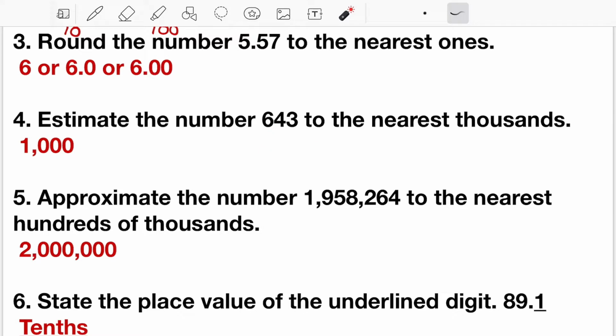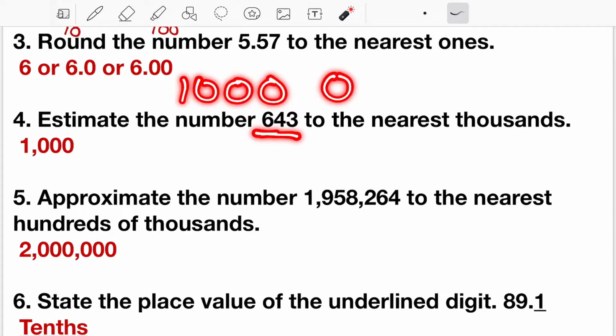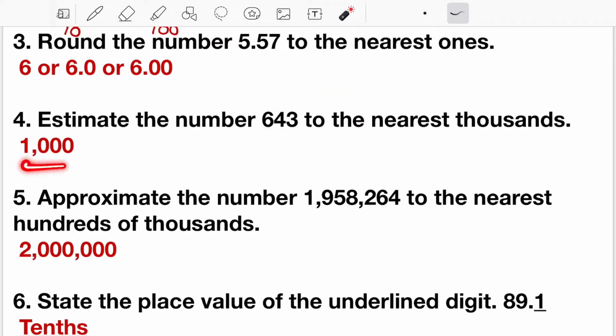Number 4. Estimate the number to the nearest thousands. So is 643 closer to 1000, or is it closer to 0? It's clearly closer to 1000.